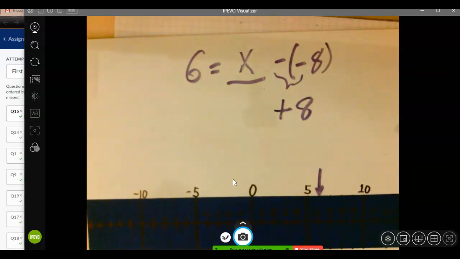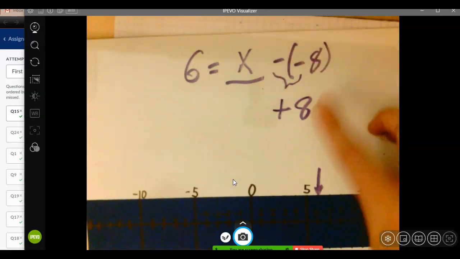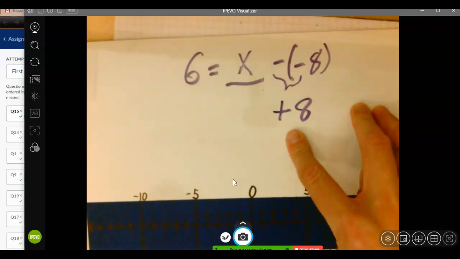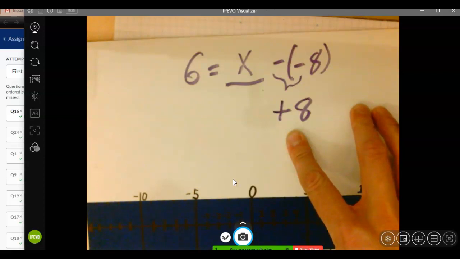Do I need to re-explain why minus a negative becomes plus a positive? It is like taking away debt.